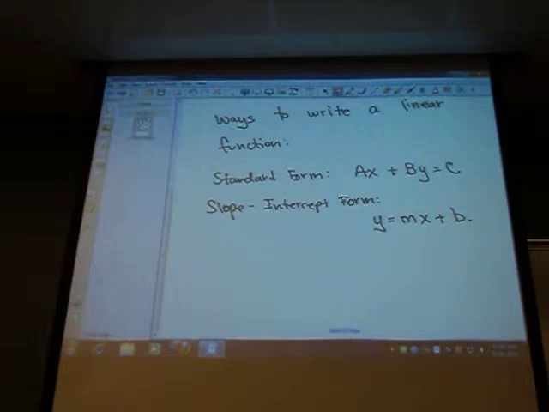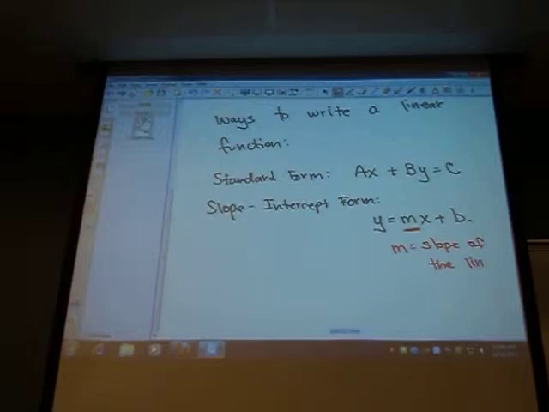The A, B, and C in standard form don't tell you anything, but the m and the b in slope-intercept form do tell you something. What is m? m is the slope of the line. We'll talk about that in a second. And what is b? b is the y-intercept of the line.